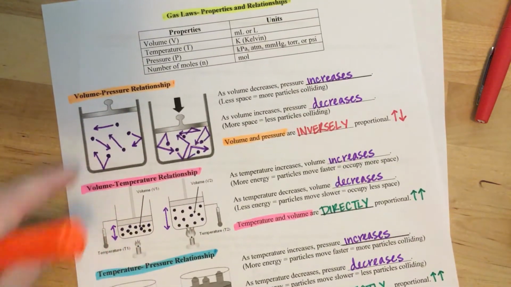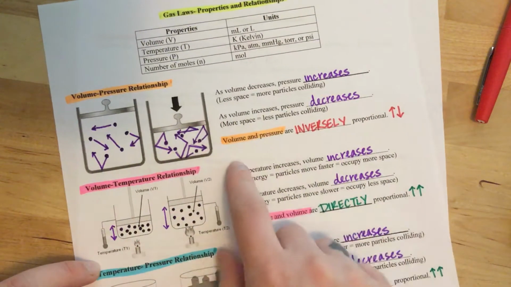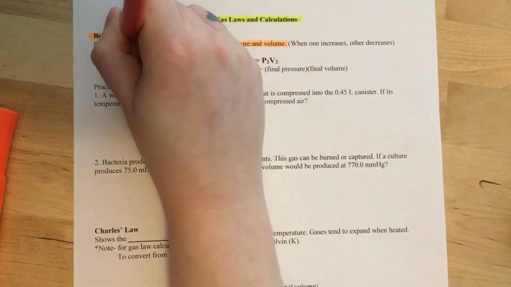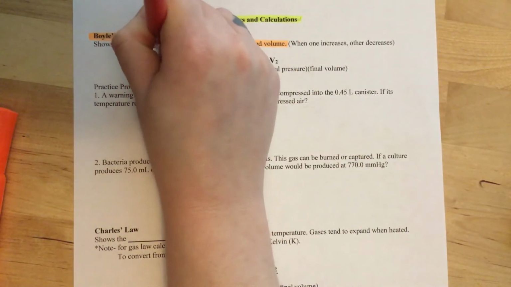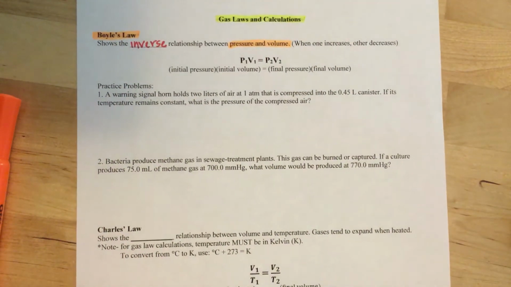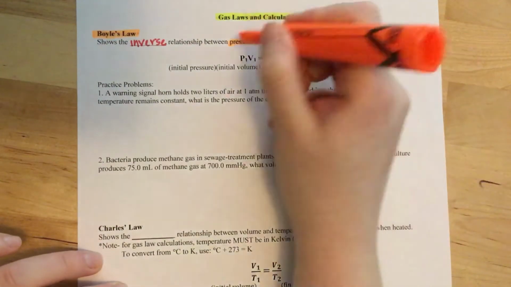So Boyle's law used math to describe this relationship. We said that volume and pressure are inverse. Boyle's law shows the inverse relationship between pressure and volume. So when one increases, the other decreases. The way you can represent that mathematically is with this equation.